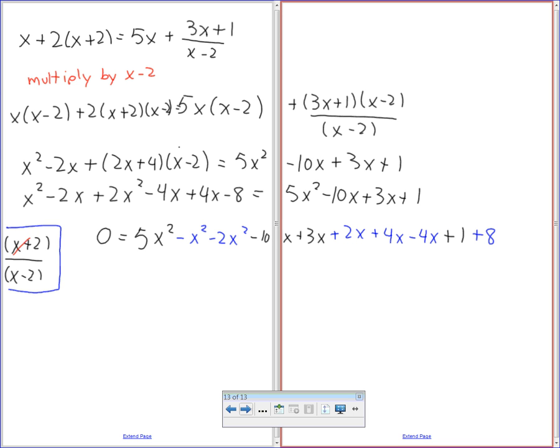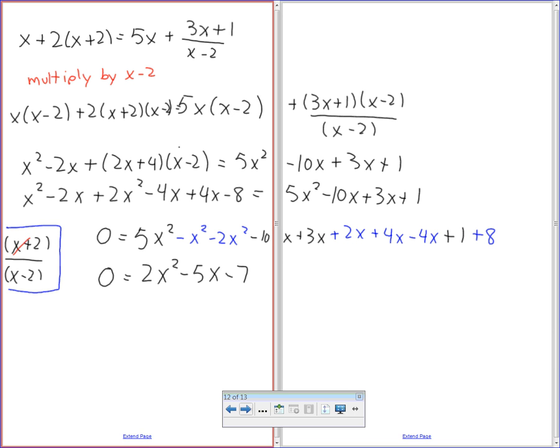All right, Matt, you need that up, please. What's 5x squared minus 1x squared minus 2x squared? It's 2x squared minus 5x minus 7. Someone confirm that for me? Plus 9. Other than that, are we good? Yeah, we're good. That's right, minus 8, okay.